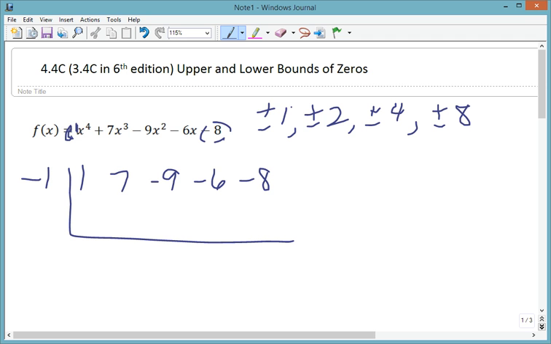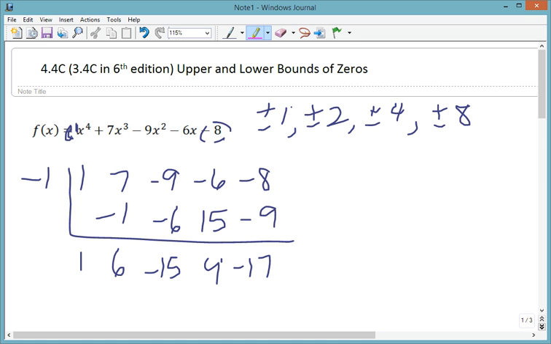So let's just try a few negative numbers here. And what I'm looking for is, they're not going to turn out to be all negative. They can't, because the first one is positive, right? But if it's a lower bound, then they're going to alternate. So if it were a lower bound, it would have gone positive, then this would have had to have been a negative. So that means -1 is not a lower bound.